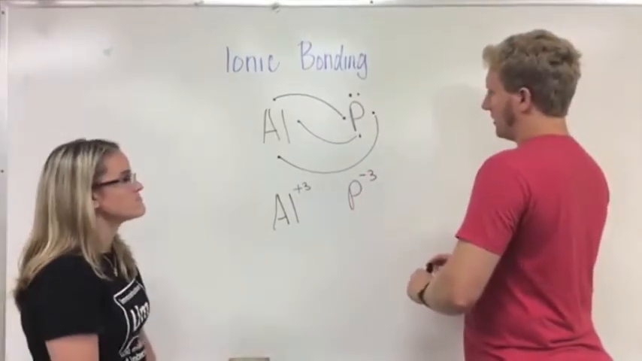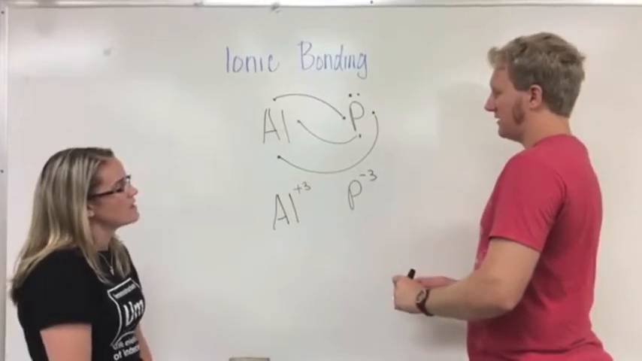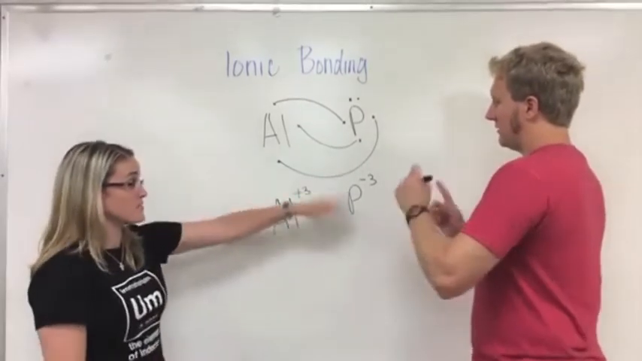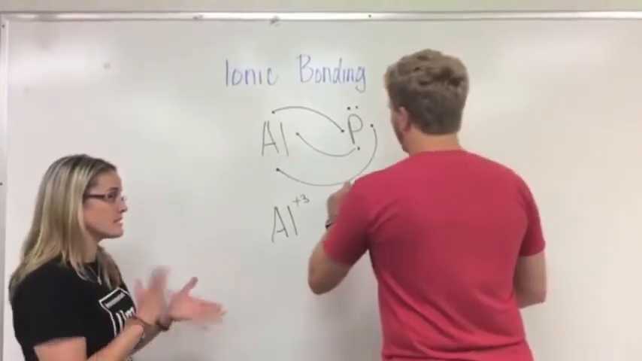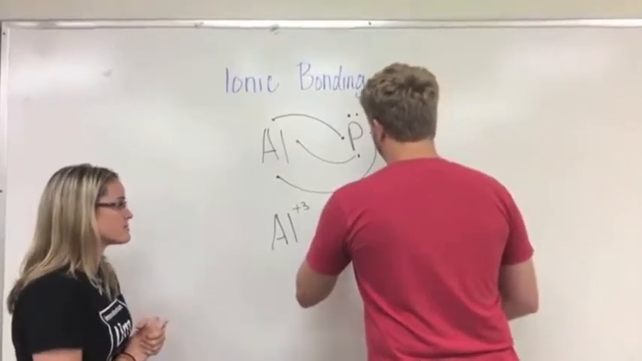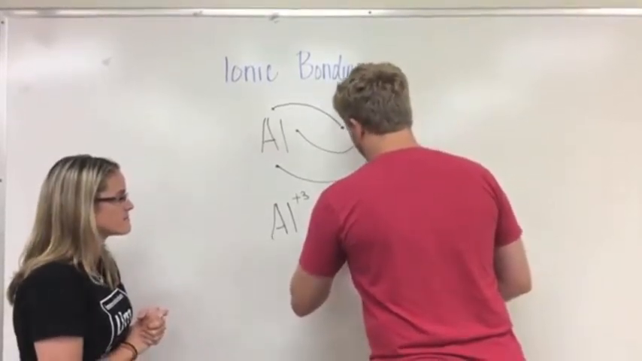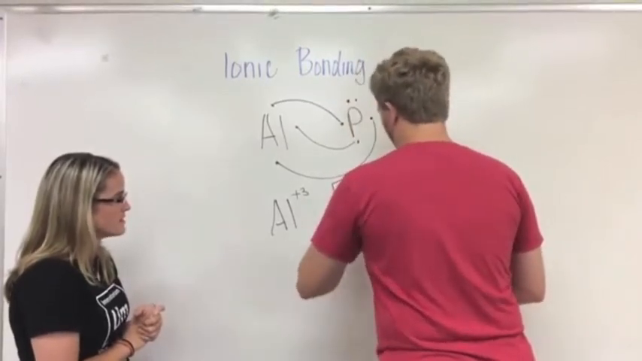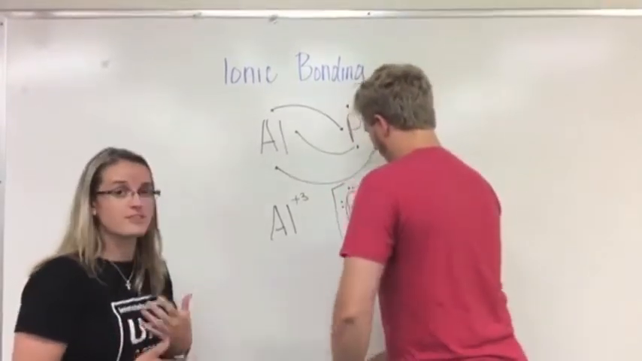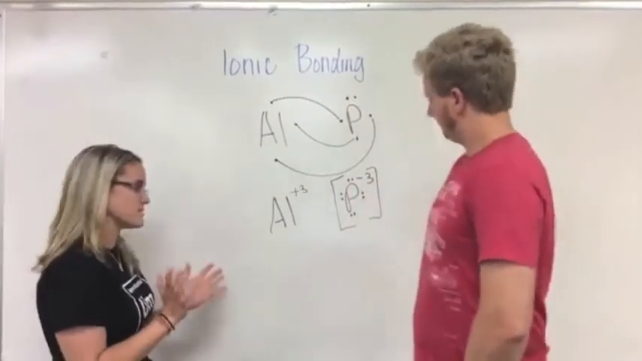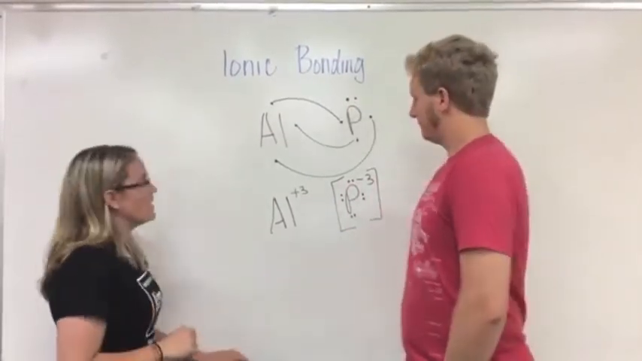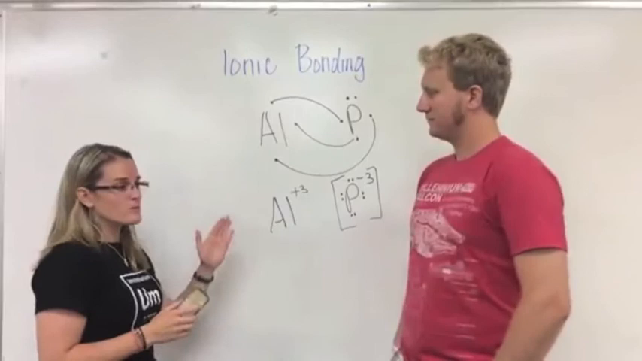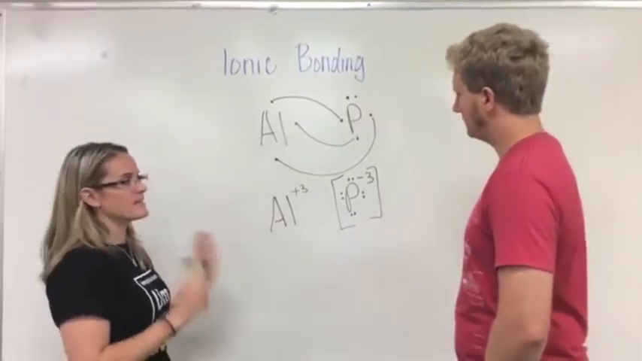Correct. I think I'm still missing something. You could put some dots around that if you wanted to, just to show that he actually has 8 around him. I think I will until I get this down all the way. We have some brackets. It's not necessary to put brackets. You can put them there, you can't. It's up to you.